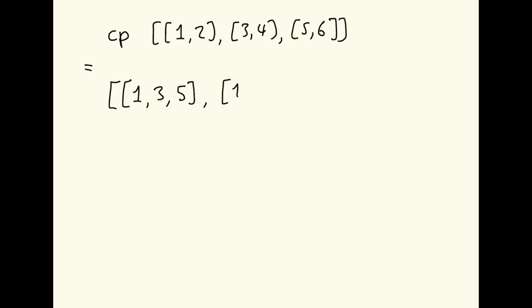Or I could choose a 1 from the first list, a 3 from the second list, and a 6 from the last list. Or I could choose, for example, a 1 from the first list, a 4 from the second list, and a 5 from the third list, and so on and so on. So what this function is doing is it's taking a list of lists, in this case 1, 2, 3, 4, 5, 6, and it's choosing all possible ways of choosing one value from each list. So I could choose a 1, a 3, and a 5, a 1, a 3, and a 6, and so on and so on.